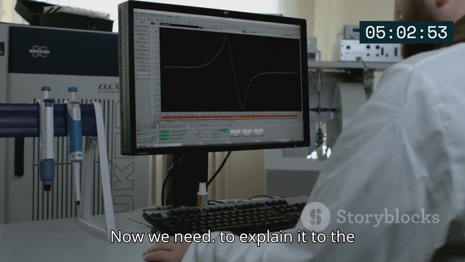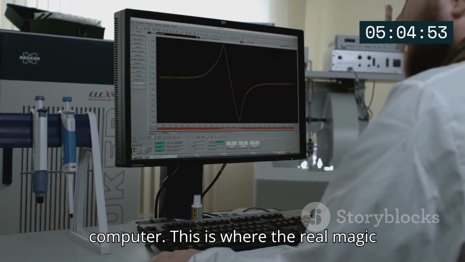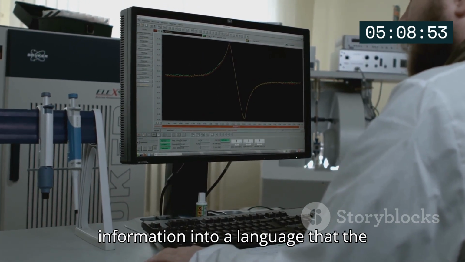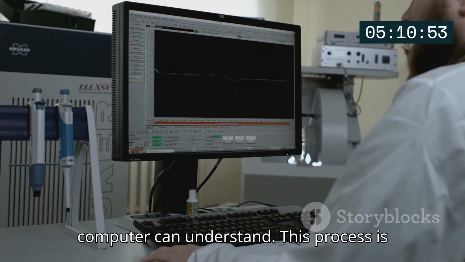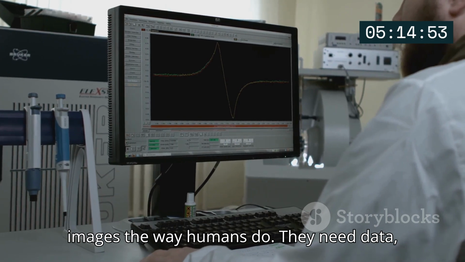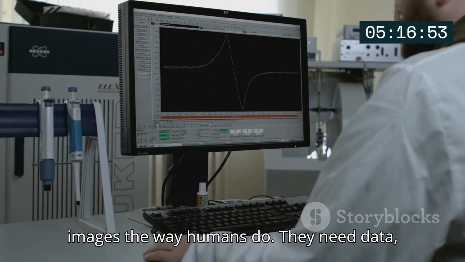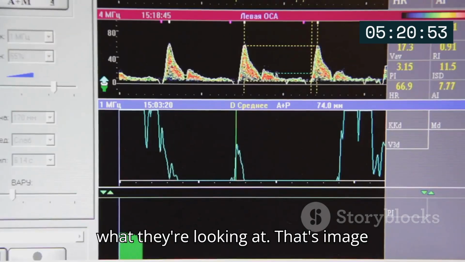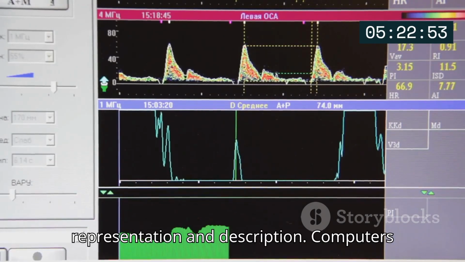Now we need to explain it to the computer. This is where the real magic happens. We have to translate the visual information into a language that the computer can understand. This process is crucial because computers don't see images the way humans do. They need data, numbers, and patterns to make sense of what they're looking at. That's image representation and description.